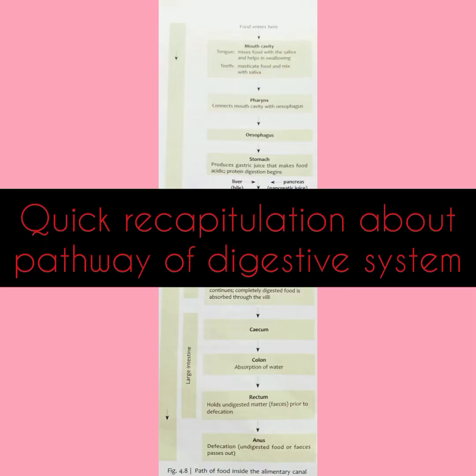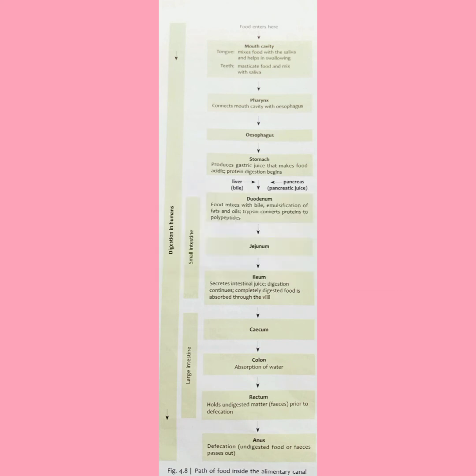Let's have a quick recapitulation of the digestive system. Food enters from your mouth, then the tongue. What does the tongue do? It mixes the food with saliva, and teeth masticate or chew it. Then the food in the form of bolus moves into the pharynx. The pharynx is connected to the esophagus, which acts as a passage for the food. Now the food enters the stomach region where gastric juices are present, and these gastric juices kill bacteria and help in digestion.